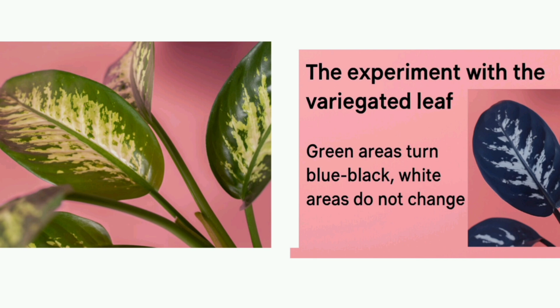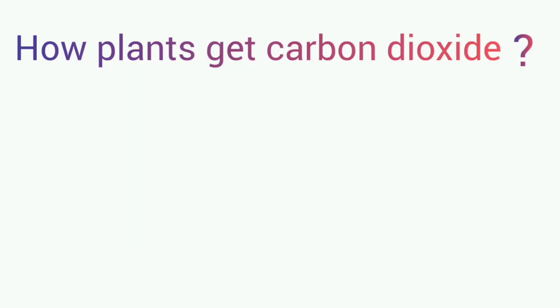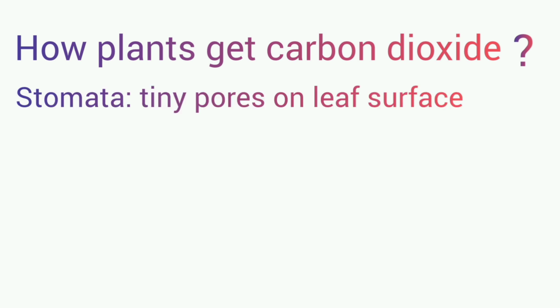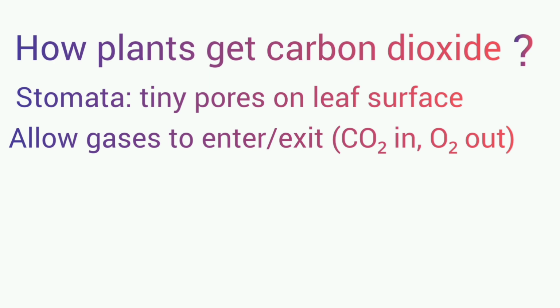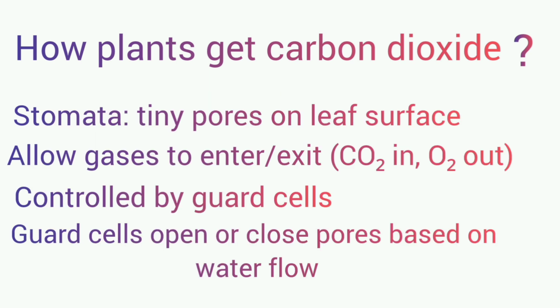Now, let us understand how plants get carbon dioxide for photosynthesis. If you remember from class 9, there are tiny pores on the surface of the leaves, and these pores are called stomata. In singular, it is called stoma. And through these stomata, a large amount of gaseous exchange takes place. That is, carbon dioxide enters and oxygen comes out during photosynthesis. But these tiny pores are not always open. Why? Because if they stay open all the time, the plant would lose a lot of water.